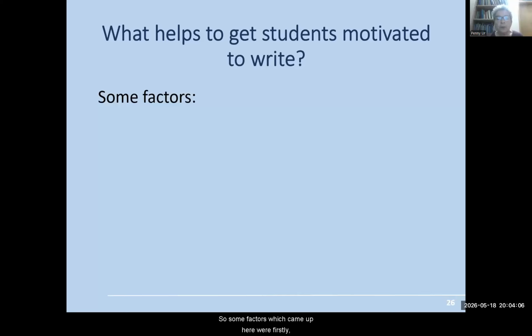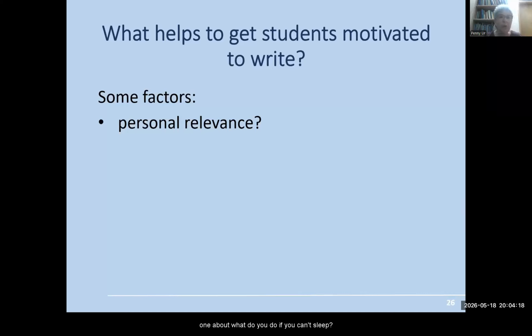So some factors which came up here were firstly personal relevance. Now I put a query by that. Personal relevance obviously worked very strongly in the one about what do you do if you can't sleep, or what do you do if you're feeling down. But on the other hand, what did I do last weekend is also personal. So why did that score so low? And I think this is worth thinking about, because just making it personal does not necessarily make something interesting.